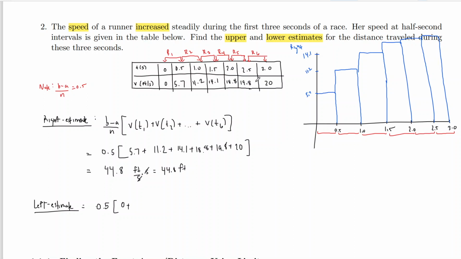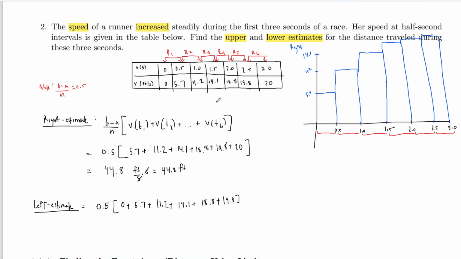So for R2, the t values range from 0.5 to 1. The left one is 0.5, and we use 5.7. And hopefully you can see the next one will be 11.2, 14.1, 18.8, and 19.8.